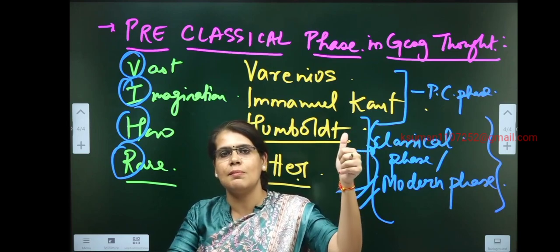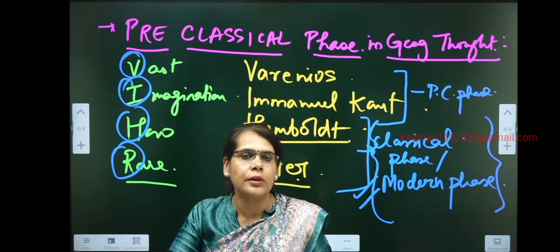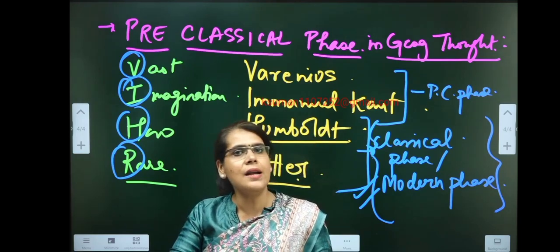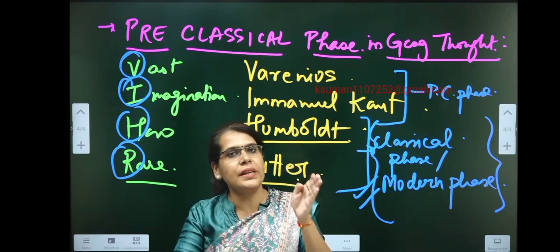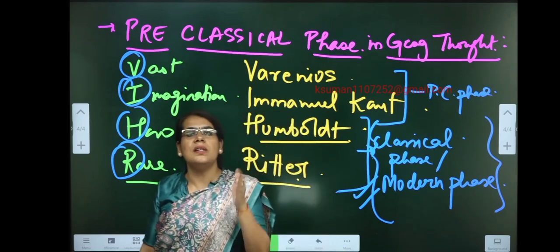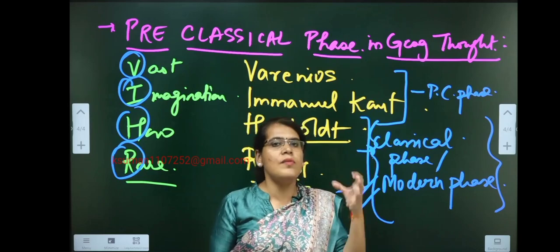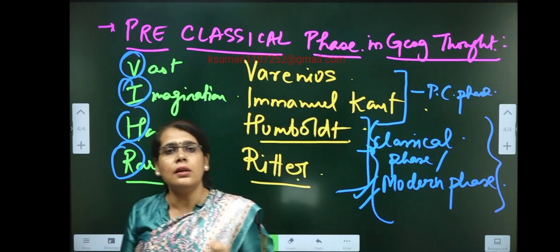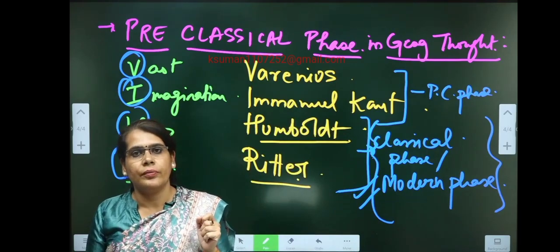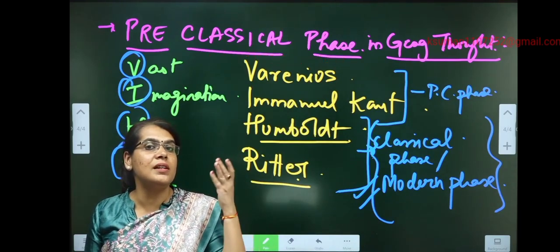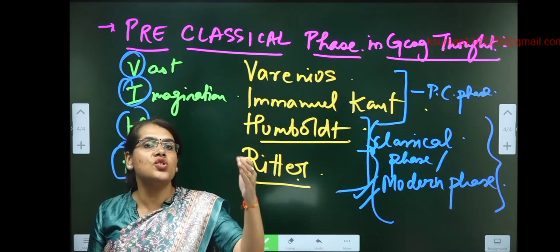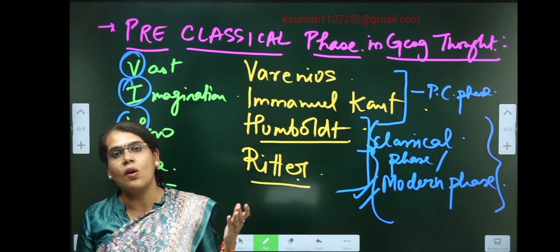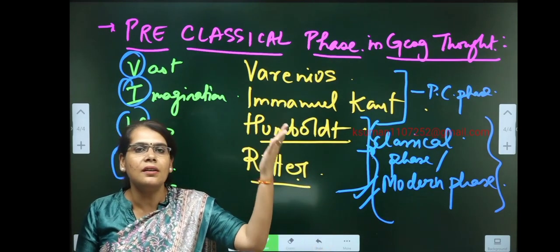Okay, Varenius, Immanuel Kant, Humboldt and Ritter. Some very, very important contributions. And also, this is the time period which has been associated with the development of the fundamentals of geography as an independent subject, and also laying down the fundamentals of geography in the form of modern geographical thought. Okay. So now let's try to understand the contributions of Varenius, Kant, Humboldt and Ritter.